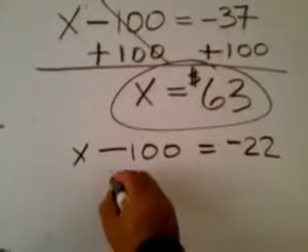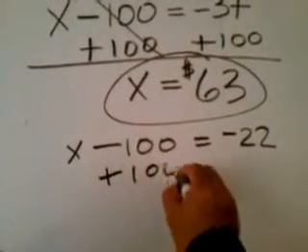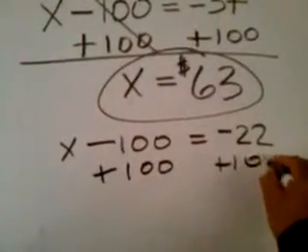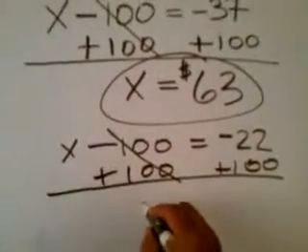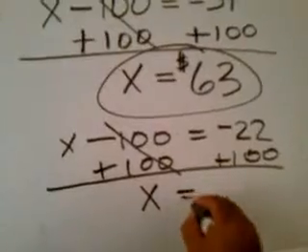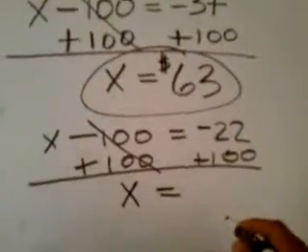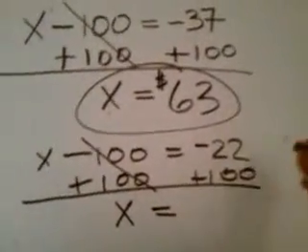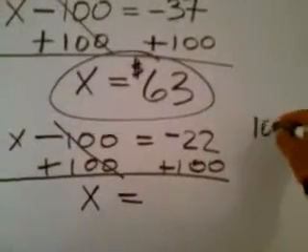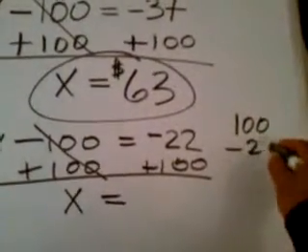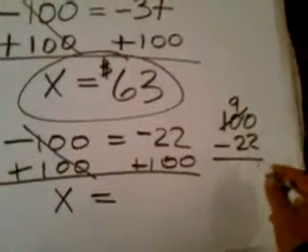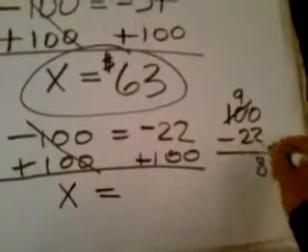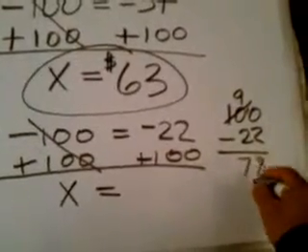Same math. We're going to add $100 here and add $100 here. This will create a zero pair. So we are left with X on this side and negative 22 plus $100. Let's do the math on the side. 100 minus 22, make that a 9. 10 minus 2 is 8. 9 minus 2 is 7.